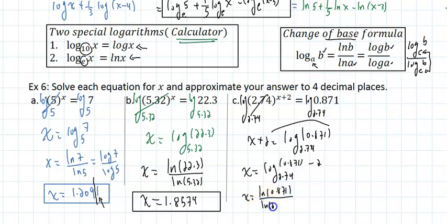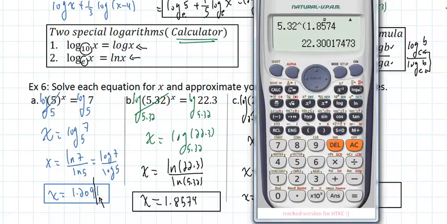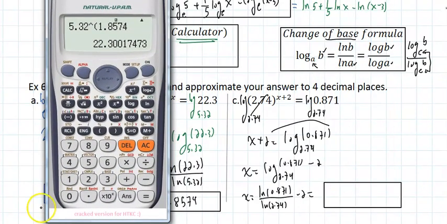It would be wise to use what your calculator can read, and that would be simply, again, I could plug the whole thing in my calculator, and I'm looking at a natural log of 0.871 divided by a natural log of 2.74, and I'm going to subtract 2 from that. That's negative 2.1370.